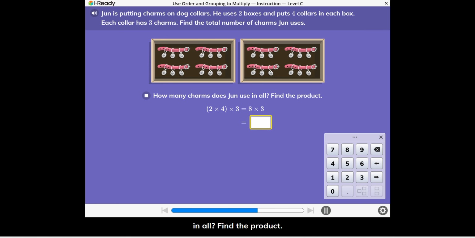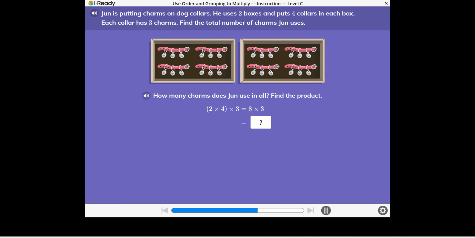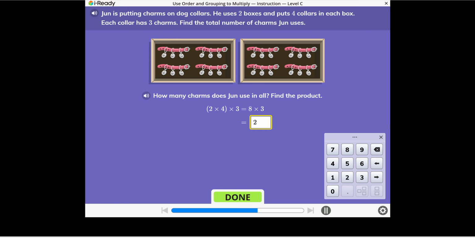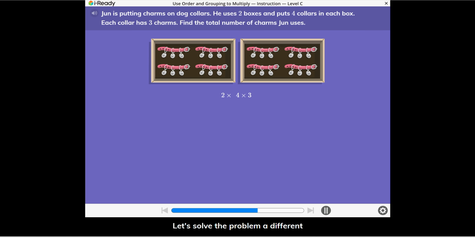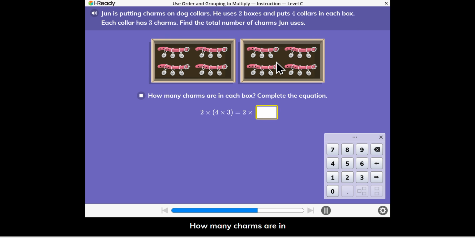What is 8 times 3? That equals 24. June uses 24 charms in all. Let's solve the problem a different way. This time, find the number of charms in each box first. How many charms are in each box? Complete the equation.